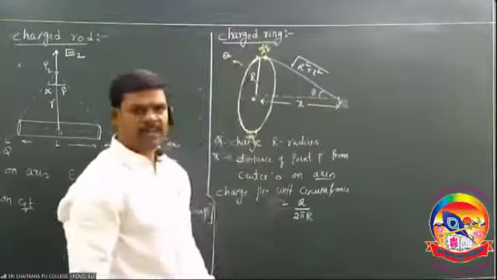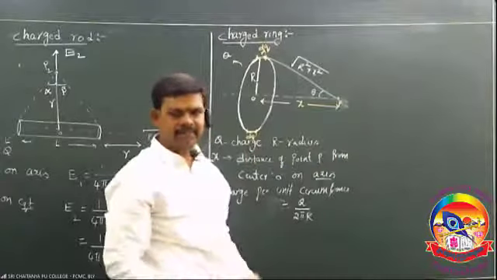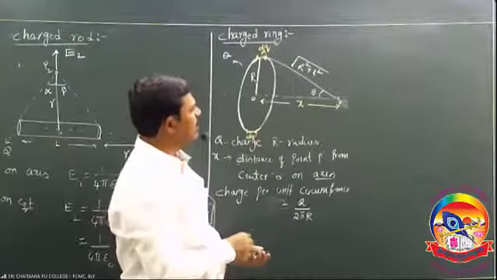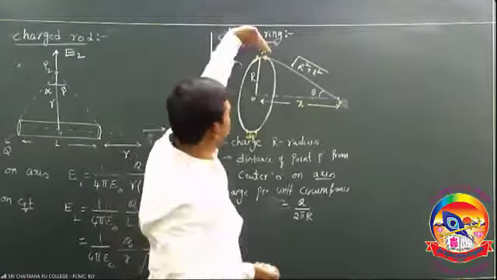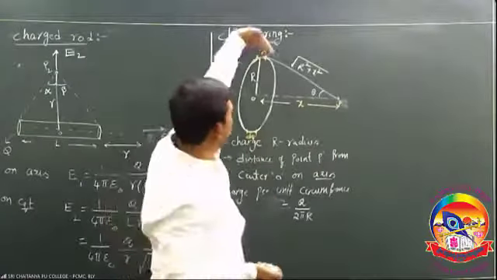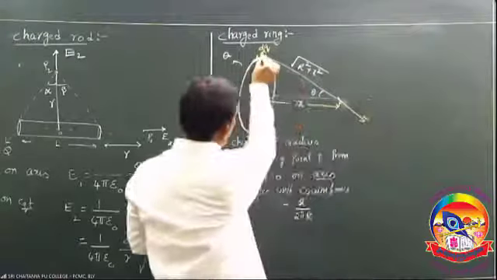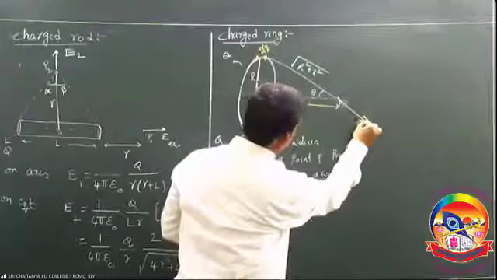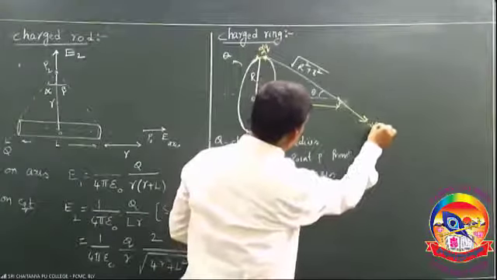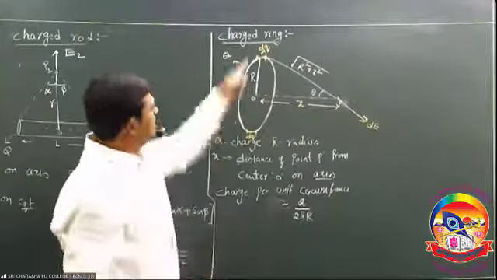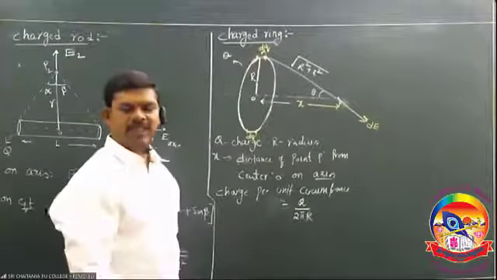Now it is just like having a point charge dq here. Due to this point charge, at this point P, what is the intensity? We know intensity is along the line, so the intensity direction is like this, along this line. Let dE be the intensity due to this small charge.